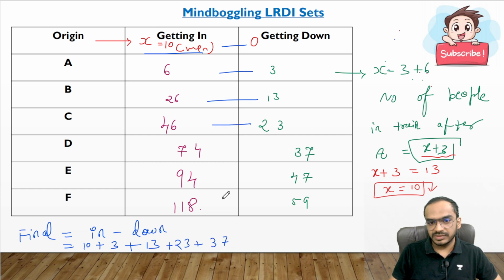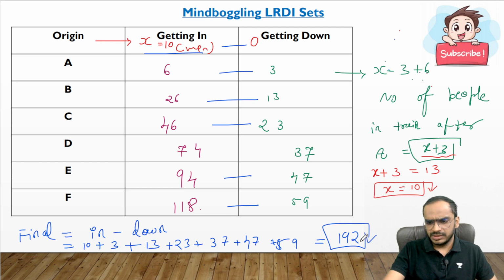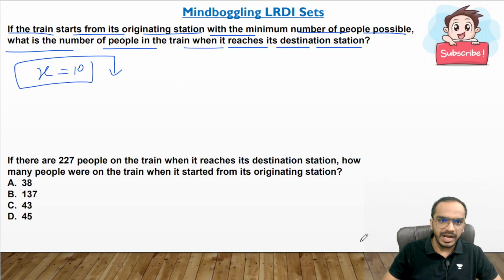Then this is 23. Then this is 37. Then this is 47. And then this is 59. Check how much the total is. 5 and 4 is 9, 9 and 3 is 12, 12 and 2 is 15, 15 and 1 is 16, and 1 is 17. So 173, 176, 179, and 179 and 14 is 193... it comes to 192. So if the train starts with the minimum number of people possible, that is 10, then it reaches the destination with 192 people.